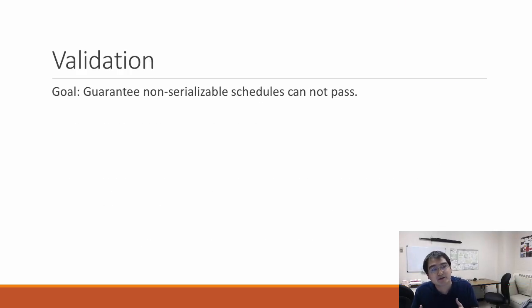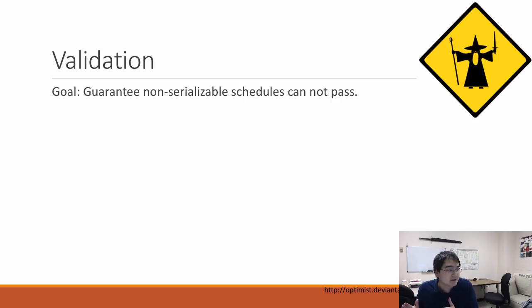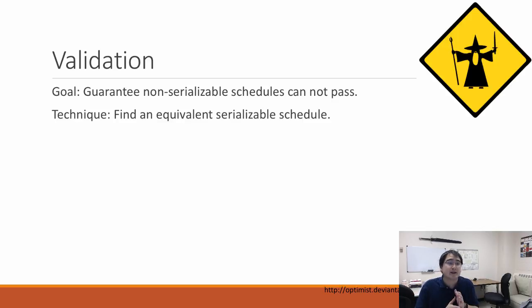So I'm going to go over a little bit more detail on what's called validation. This is an alternative to locks. And so the goal here is once again to guarantee that non-serializable schedules cannot pass. The way that the validation method achieves this is that you find an equivalent serializable schedule to the schedule that the transactions want to do on their own. Just like when we talked about conflict serializable schedules for locks, we're doing basically the same sort of thing here. We're trying to make sure that the given schedule we have can be serializable.